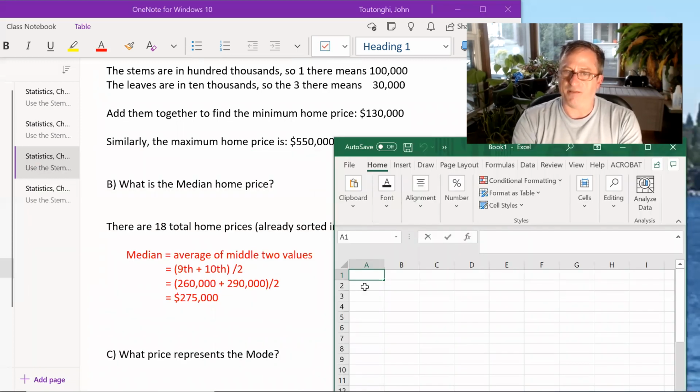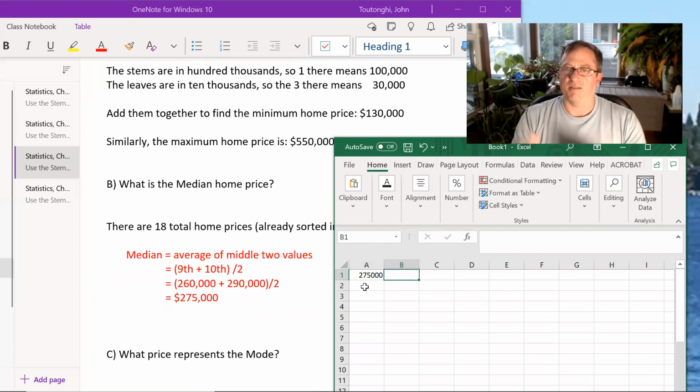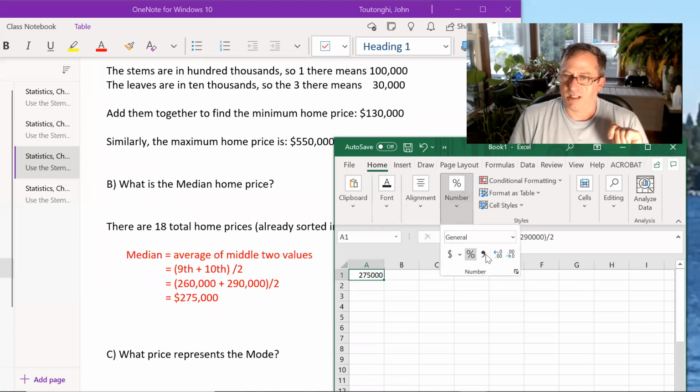But if you can get in the habit of using Excel for your computation, here's how I would do this in Excel. I would put equals to mean I'm going to do an equation, and then it's 260,000 plus 290,000 in parentheses and then divided by two, because I need to add the things on top and then divide by two. And here I get 275,000. If I'm not sure, I can add commas by choosing this little comma here.